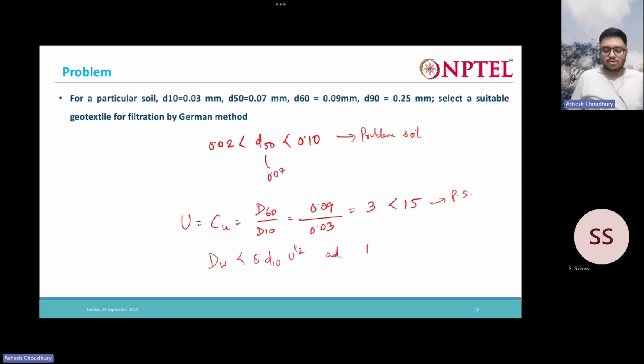The dw, or the apparent opening size of the geosynthetic that you are going to use as a filter, should be less than 0.26, and also it should be less than 0.25. So obviously, you should take a geotextile that will have a dw less than 0.25. So this is the final answer. You should choose a geosynthetic or geotextile that has a dw less than 0.25.